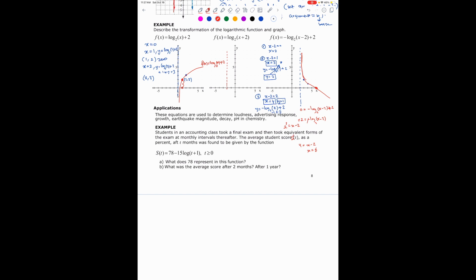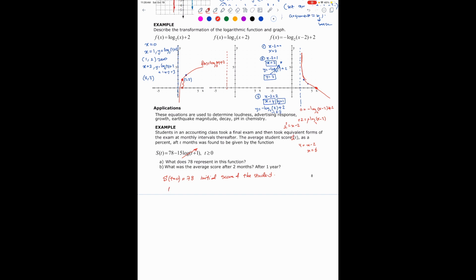So 78 basically represents the initial score of the student, because when the time is 0, in month 0, you can plug in t equal to 0 and you will end up with this term canceling. So S when t is equal to 0 is basically 78, which is the initial score of the student. What was the average score after 2 months and after 1 year?